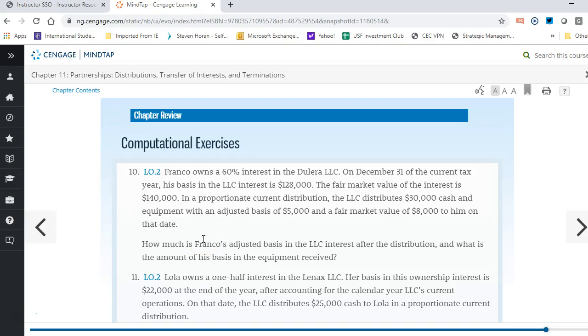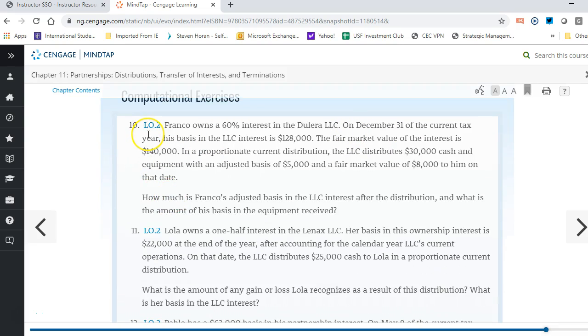Let's take a look at Chapter 11 homework problems. So I just have our ebook open to Chapter 11 problems. Let's start with the first one here, which is question 10. Franco owns 60% in the Delera LLC on December 31 of the current tax year.